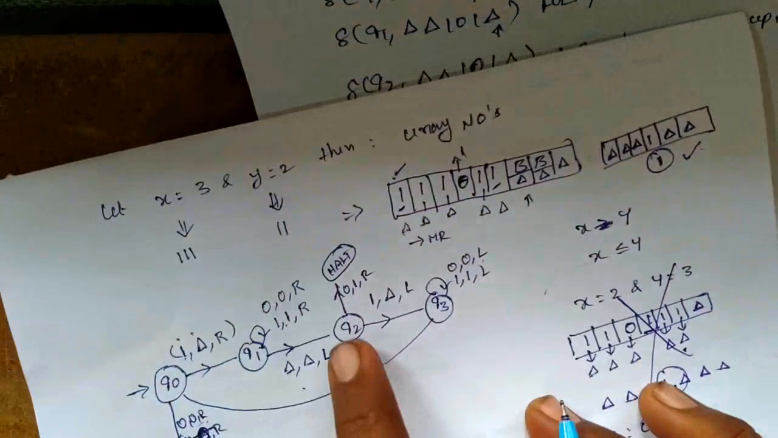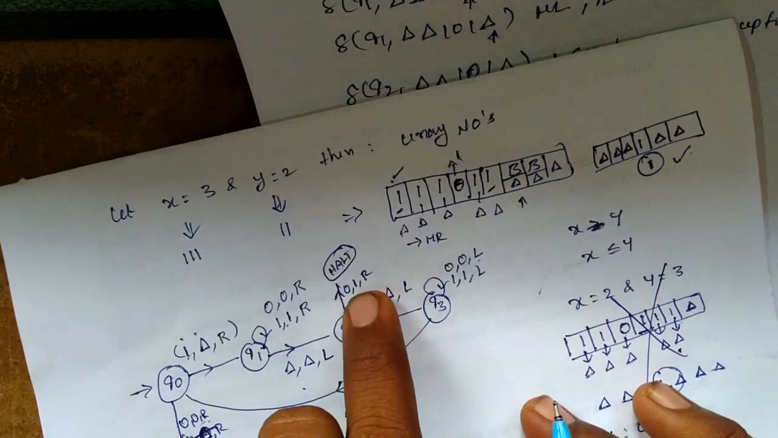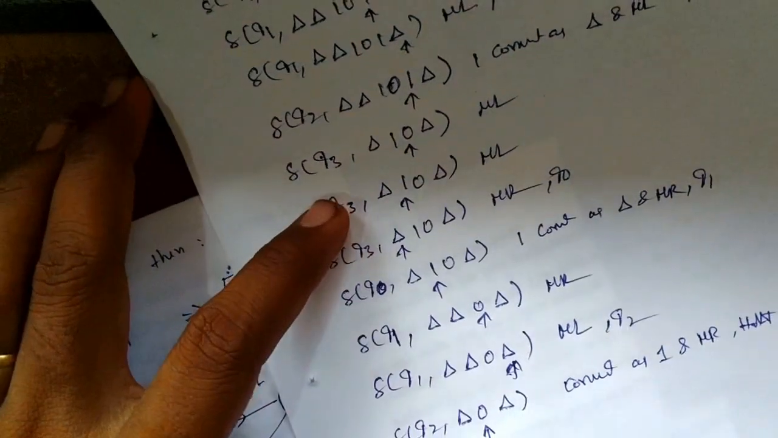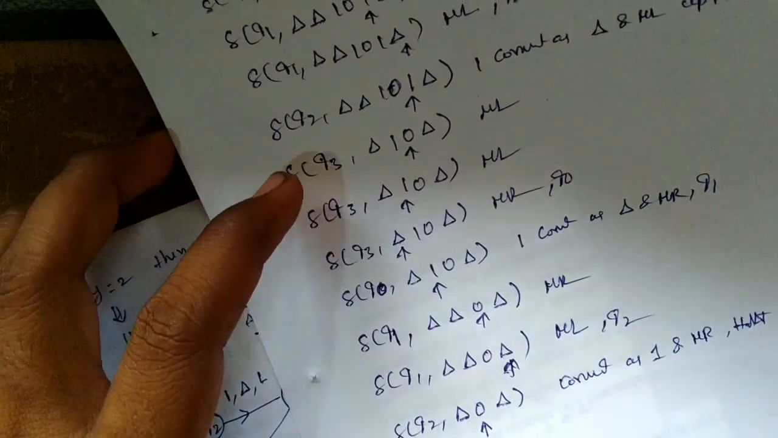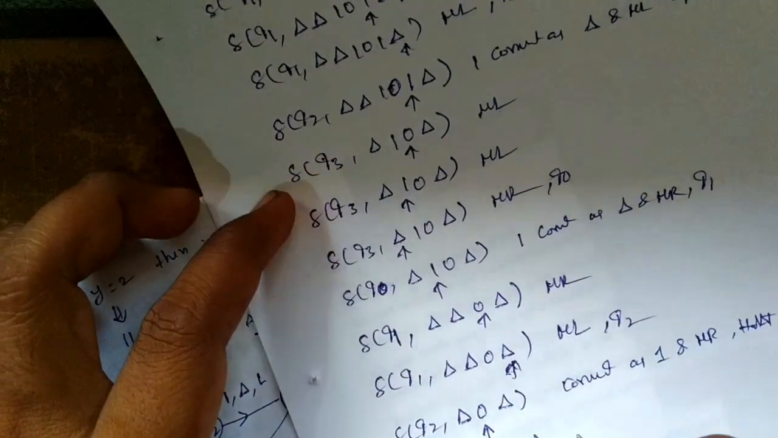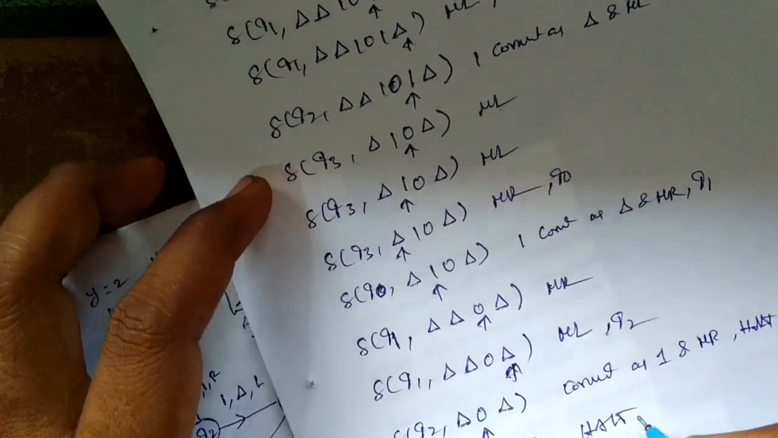So from here, Q2, the input is 0, convert as 1, move right, halt. So that means del of Q2, comma, del 1 del, and then halt.